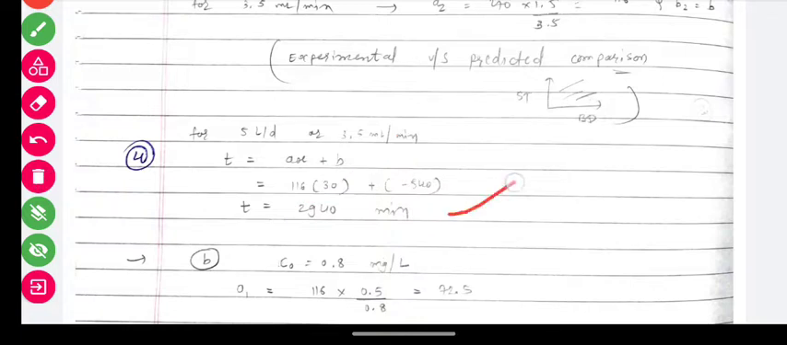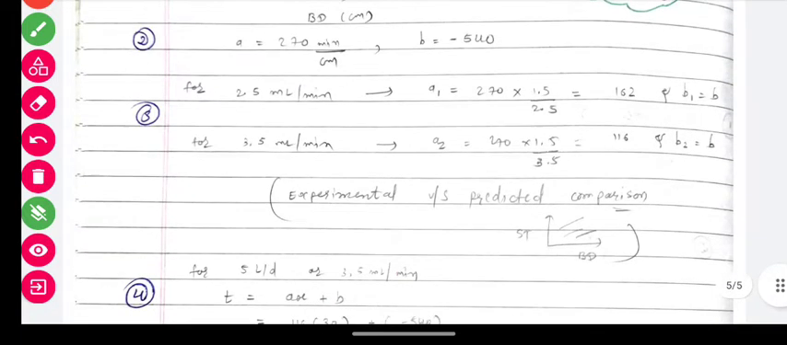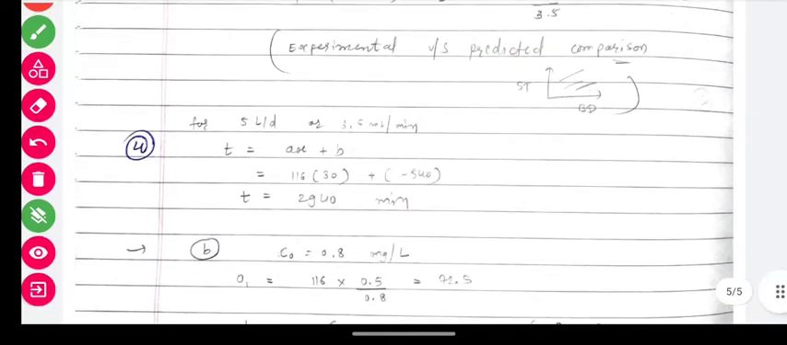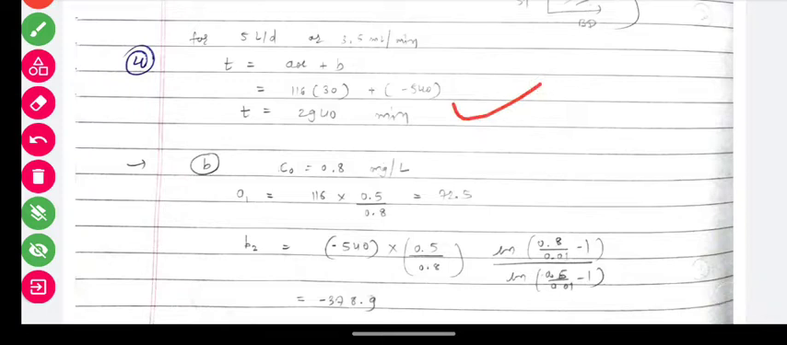So here I will get the value. You can look at it here. We have calculated A, and B will be the same. B will be minus 540, and A2 is 116. So this is how we get the T. And for the B part, what is asked is that the concentration has changed. Earlier it was 0.5, but now it is 0.8. So what will be the change in time? How will we get A1? Just whatever the A earlier, multiply by the previous concentration divided by the current concentration.